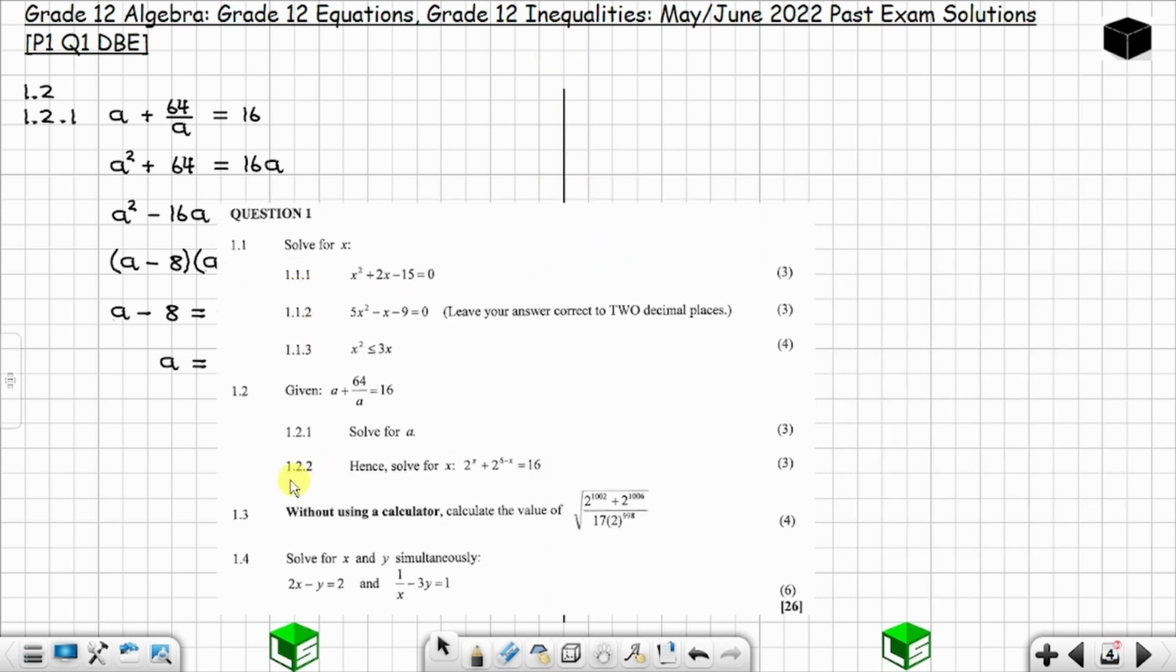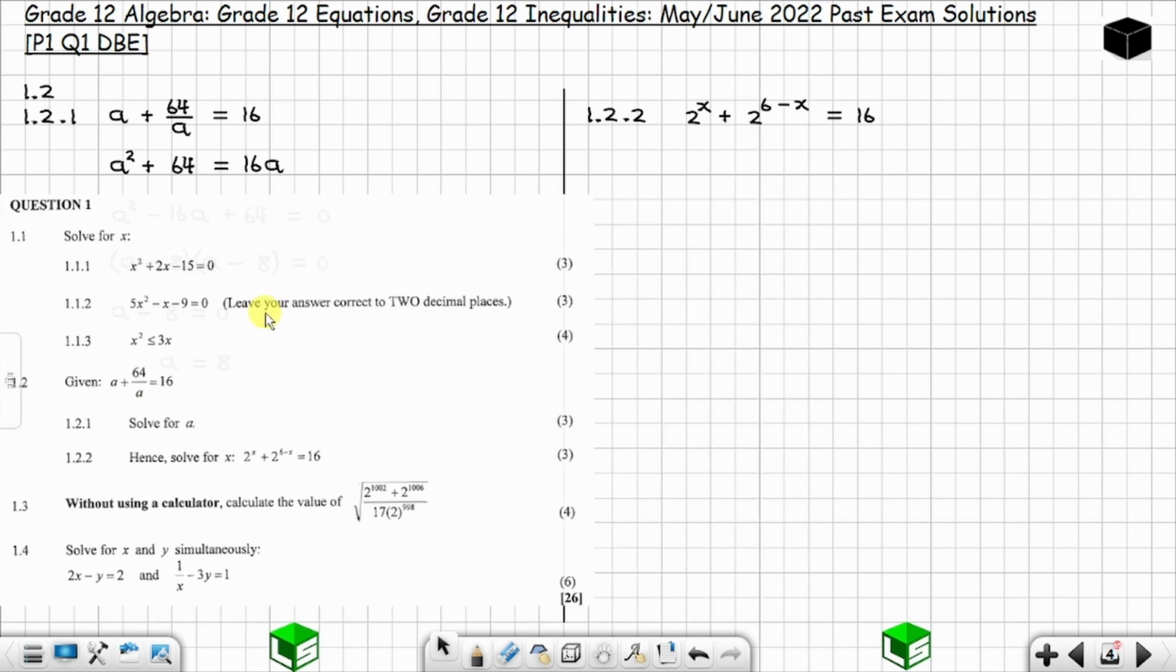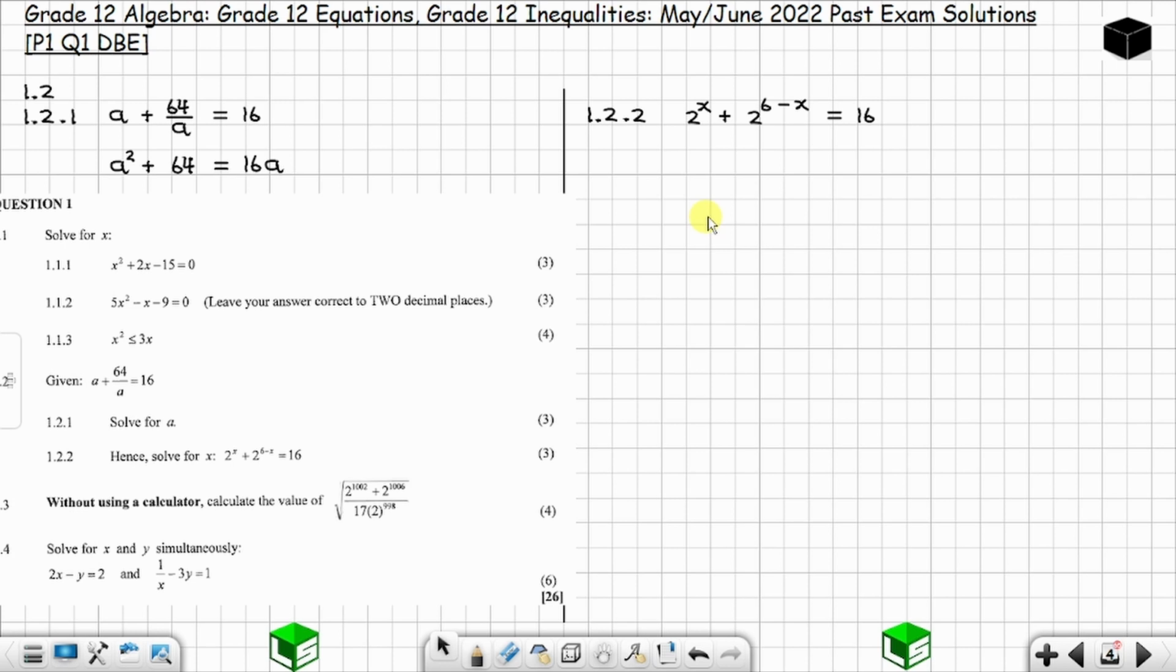Now we are solving question 1.2.2. Okay? 1.2.2. Hence, solve for x. Now you have 2 to the power of x plus 2 to the power of 6 minus x. You can see this is equal to 16. You have to solve for x, and this question is under 1.2. You can see it starts from there. Okay, let me leave this one here for now. So this is 2 to the power of x plus, you can write this as 2 to the power of 6 times 2 to the power of negative x.